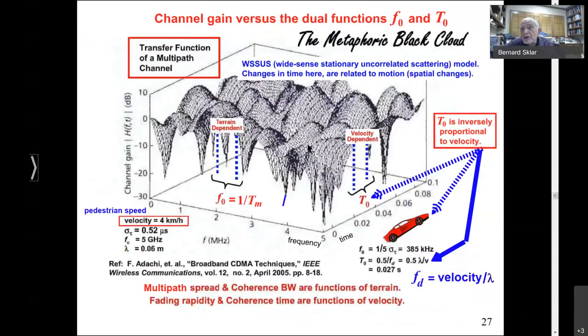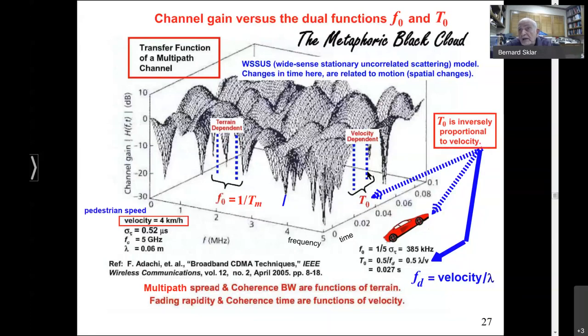And that gives rise to what is often seen as a channel gain versus these dual functions, F sub zero and T sub zero. So again, this is a transfer function of a multipath channel, where you're seeing time along this axis and frequency along this axis. And notice what I call this: my metaphoric black cloud. It's almost like if you are a user, just a receiver, for which this is the way your channel is. Remember, F sub zero and T sub zero are channel parameters.